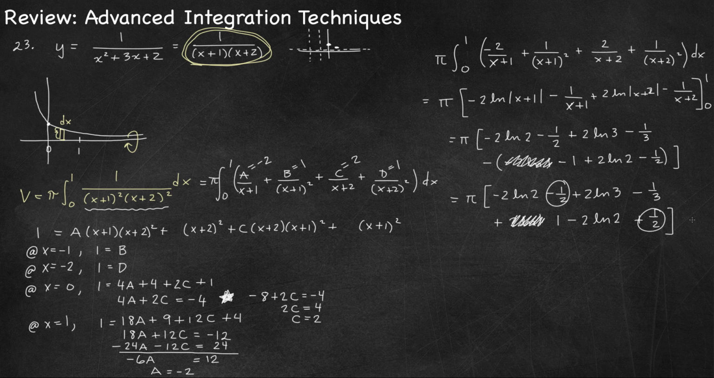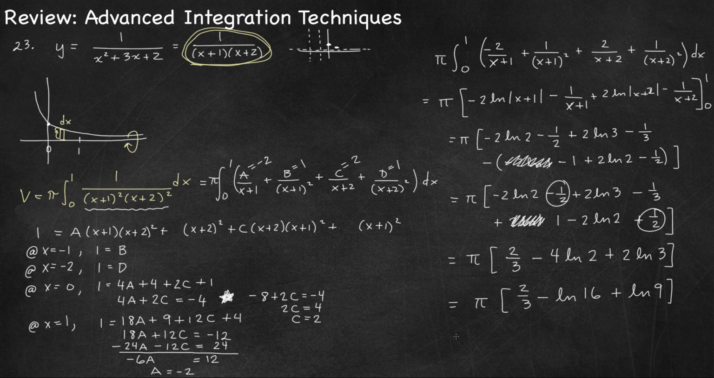Okay, minus 1/2 plus 1/2, that's 0. And we have 1 minus 1/3, that's 2/3. And our logs, we've got minus 2 ln 2 minus 2 ln 2, that's minus 4 ln 2, plus 2 ln 3. Okay, almost there. 2/3. Minus 4 ln 2 is minus ln 2 to the 4th, which is 16, plus 2 ln 3, that's ln 3 squared, that's ln 9. Okay, pi, and then 2/3 minus ln 16 plus ln 9, that's ln 9 over 16.